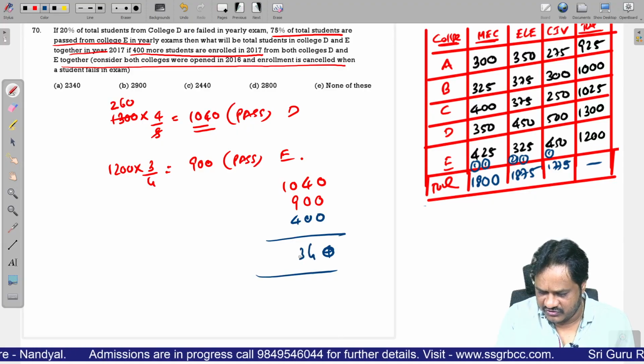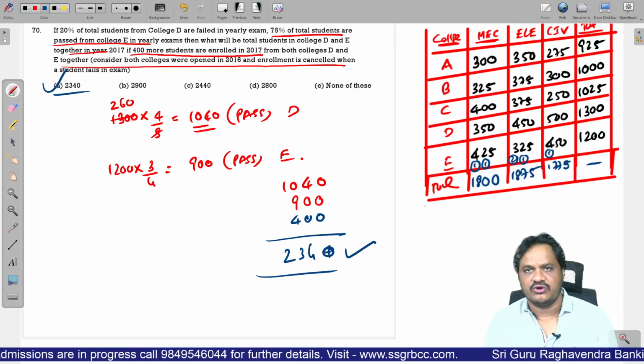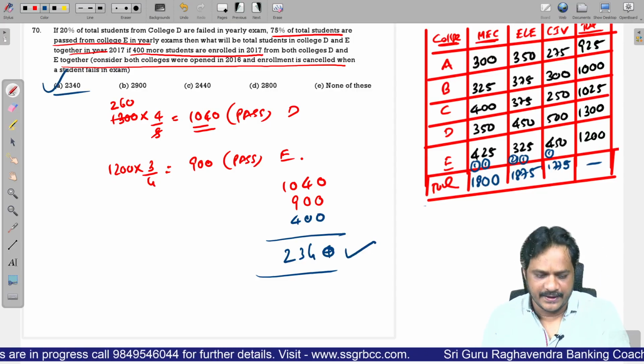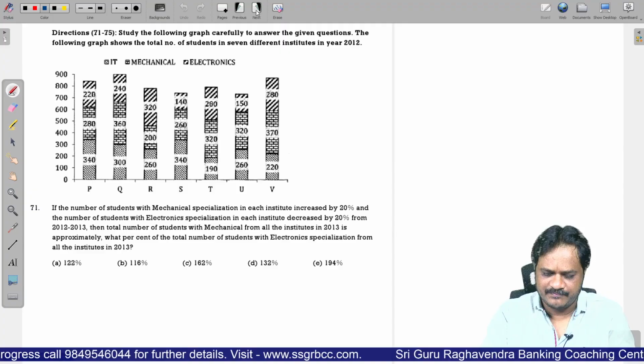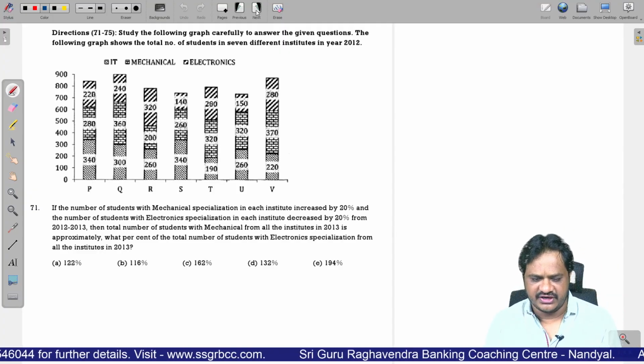0, 4, 13, 2. So the answer is 2340. Total how many students are there? 2340. Option is 1. Next question, 71 to 75.